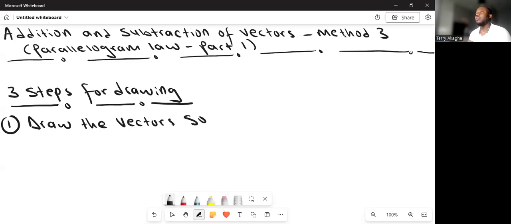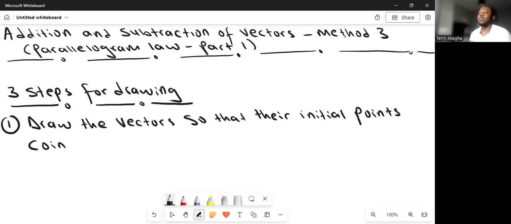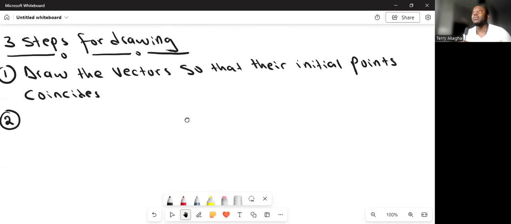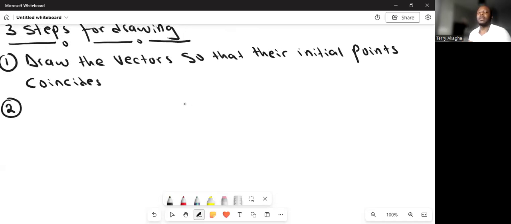so that their initial point coincides. Number 2, after you've done that, the next thing is you have to draw lines to form a complete parallelogram.